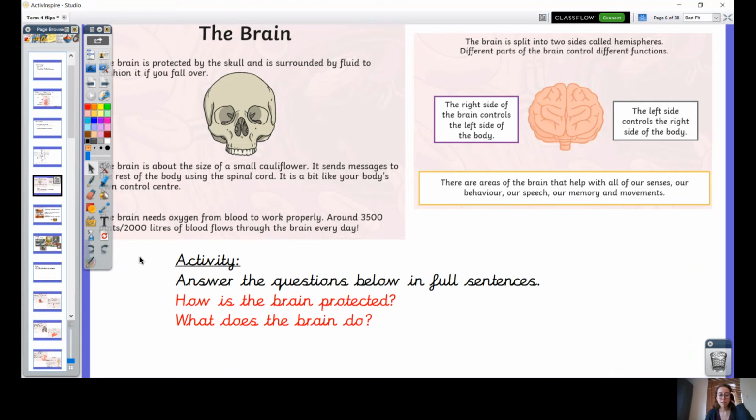The brain is about the size of a small cauliflower. So imagine the size of a small cauliflower that you might be helping mum or dad with, or someone at home with their cooking. It's about that size. It sends messages to the rest of the body using the spinal cord. It is a bit like your body's own control centre. The brain needs oxygen from blood to work properly.